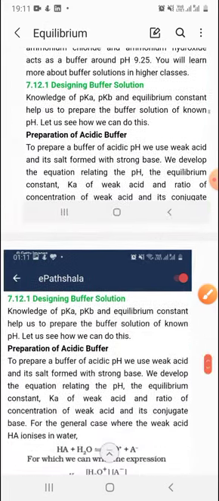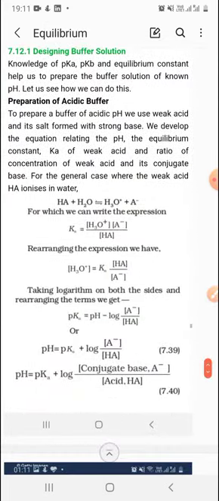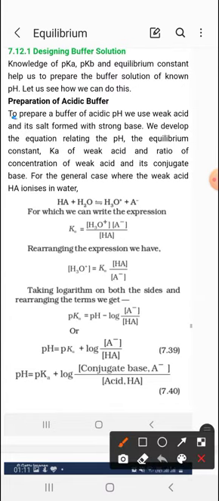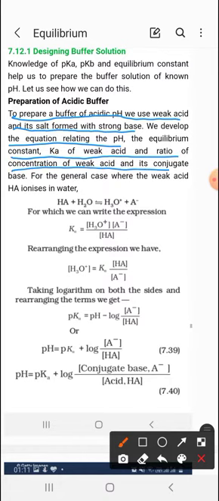Now next is the designing of buffer solutions. So you can also design a buffer solution, like preparation of a buffer solution. You can see, to prepare a buffer of acidic pH, we use a weak acid and its salt with a strong base. So we develop the equation relating the pH, the equilibrium constant Ka of the weak acid, and the ratio of the concentration of the weak acid and its conjugate base.